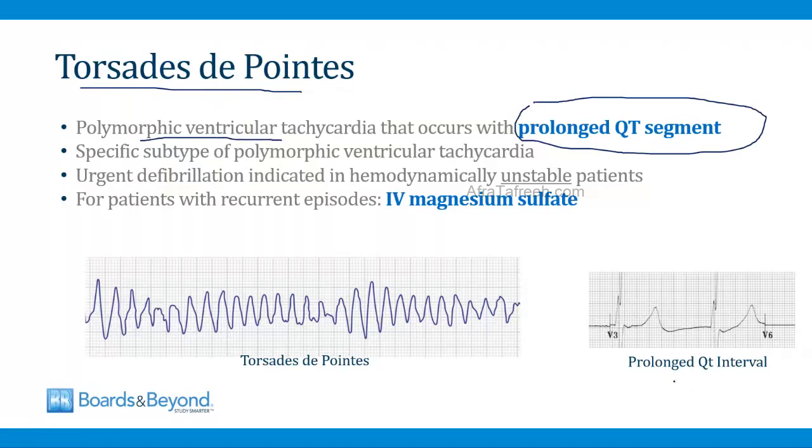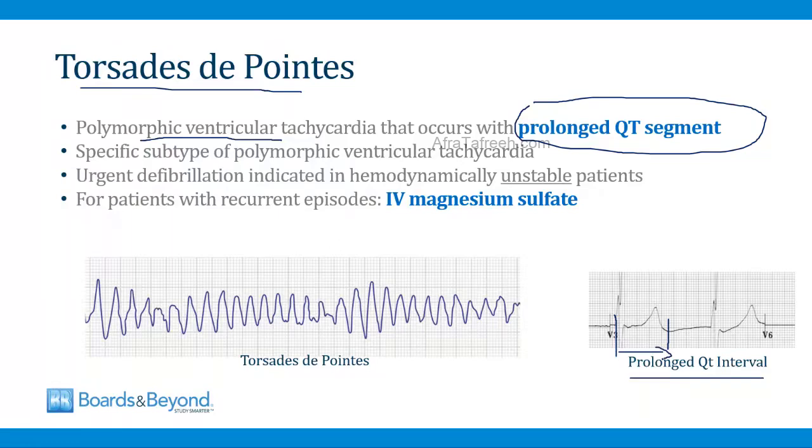If you look at the bottom right side of the screen here, this is an example of a very prolonged QT interval. The QT interval begins at the onset of the QRS complex and ends at the end of the T wave. A normal QT interval is about 400 to 500 milliseconds. This patient's QT interval is over 600 milliseconds. It's over 3 big boxes wide, and that is severely prolonged.